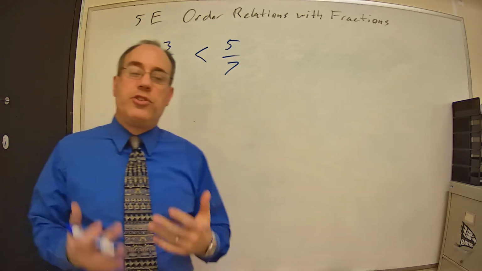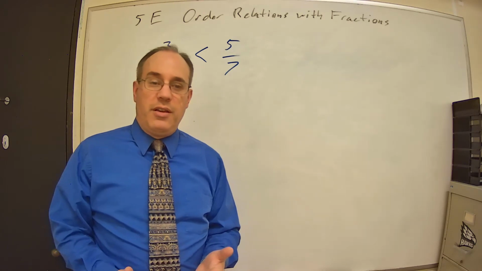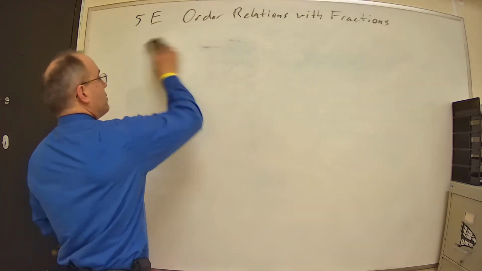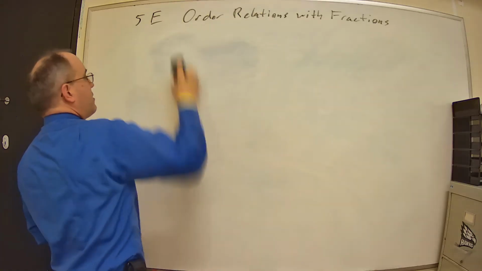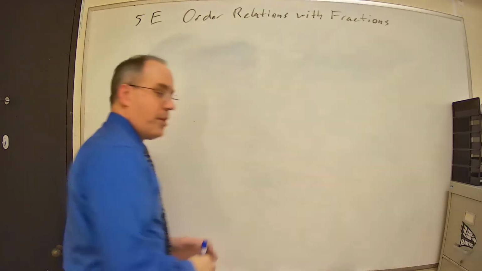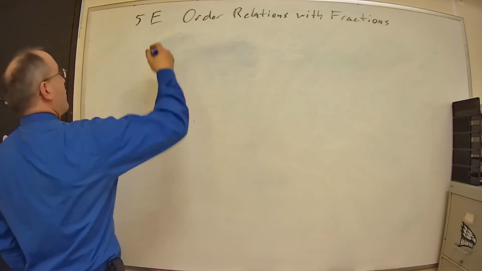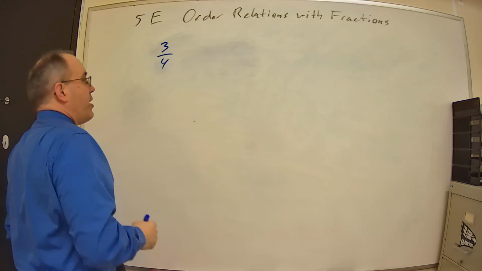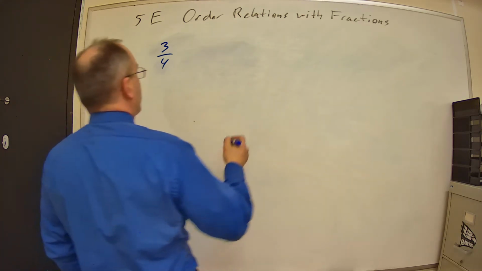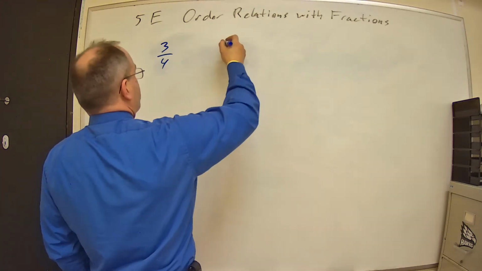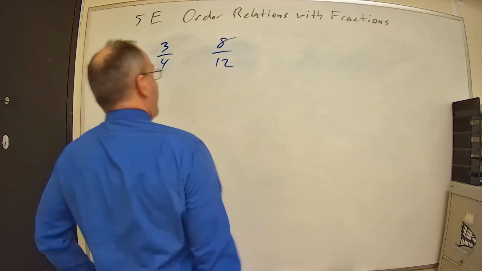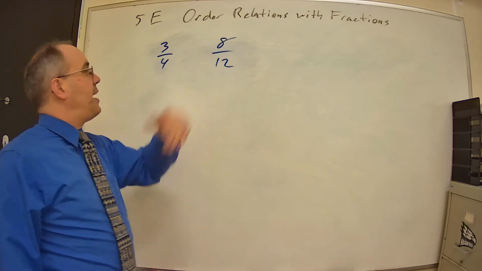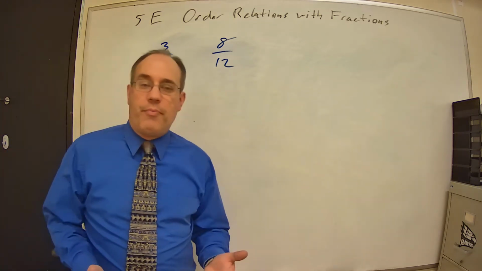But what if we don't have the same denominator? How do we compare that? It would be nice if it always worked out that we had the same denominator, but what if we have something like 3/4 and 8/12? So I have 3/4 and 8/12. Well, how can I compare them?